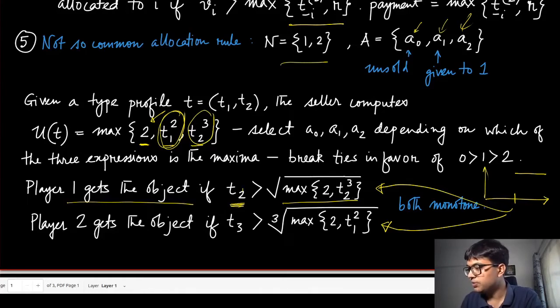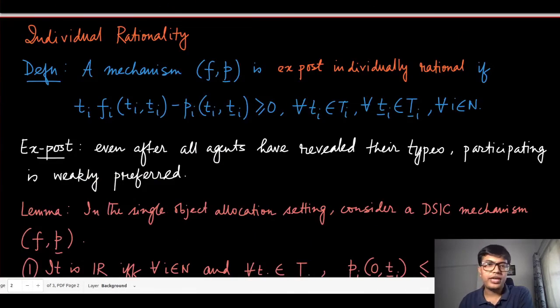Actually, this should be T1 and this should be T2. So there is no T3 anywhere. Okay, so that's the condition. So what we can see is that the allocation rule for both these players is a monotone allocation rule, and therefore we can equivalently compute the corresponding payments using Myerson's formula, and we can make this mechanism dominant strategy incentive compatible.